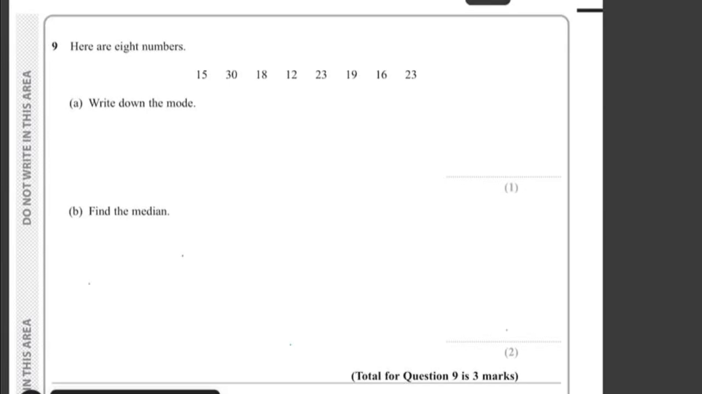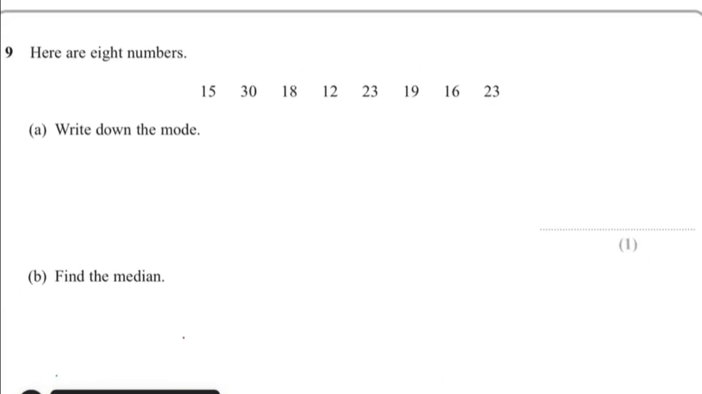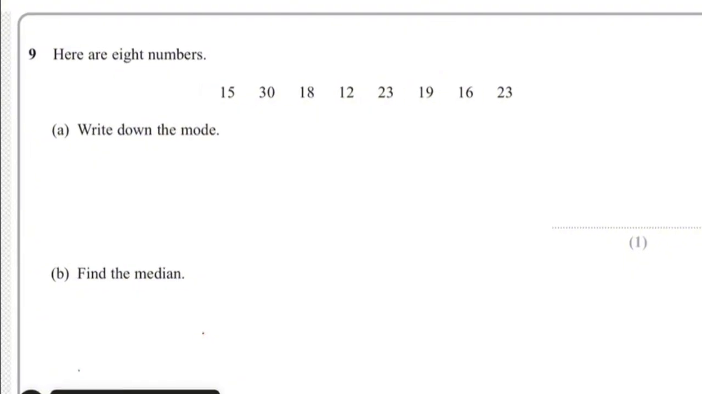Okay, so we're gonna start the video by solving question number 9. Let's read out the question. Here are 8 numbers. We can see 8 values. Write down the mode. Before we solve this, we have to know what mode means over here.